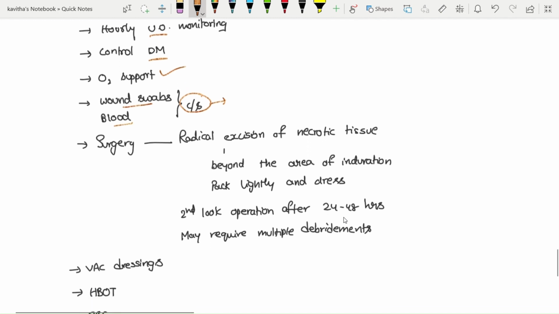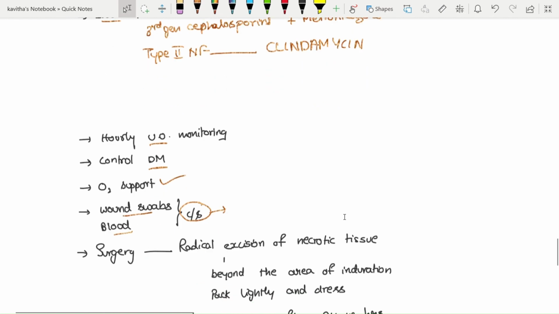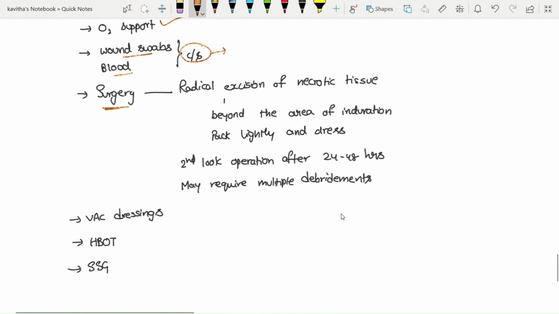The first main thing is broad spectrum antibiotics, and the next main thing is immediate surgery. What do we do? We do radical excision of necrotic tissue. What is it? Here we excise the tissue beyond the area of induration, and the wound should be lightly packed with gauze and dressed. Okay, and later we should go for a second look operation after 24 to 48 hours based on clinical response. If required, we can go for second look debridement, and it may also require multiple debridements, because the necrosis is prone to spread beyond the wound edges.